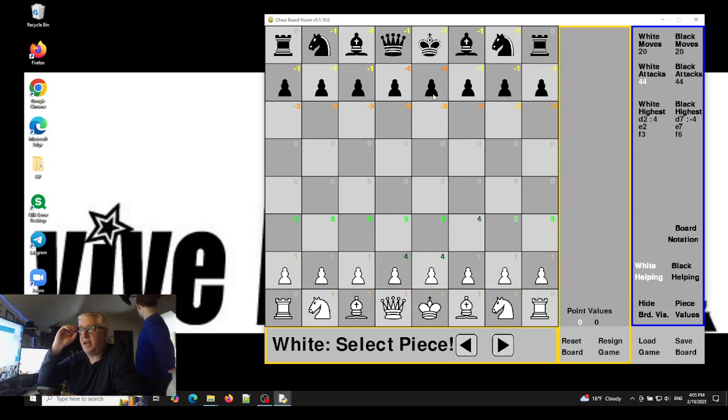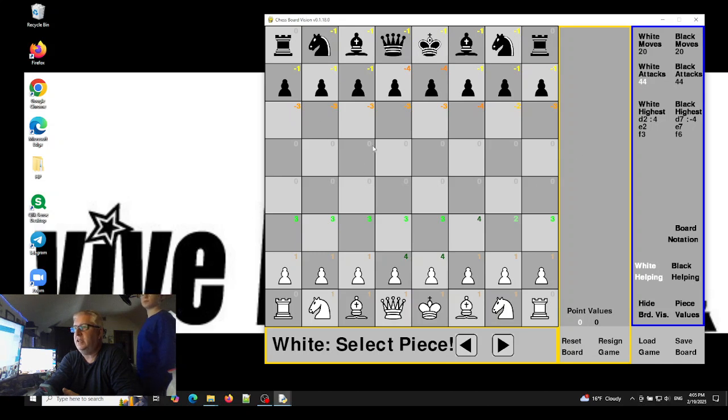This is the first time I'm introducing you to the new chess program that I made. I call it Chessboard Vision, and the idea is to show some of the numbers, which show which squares are more advantageous for white and which ones are more advantageous for black. If you have a positive number on a square, that means that square is defended or covered by white more times than black. And if it's a negative number, it's the opposite.